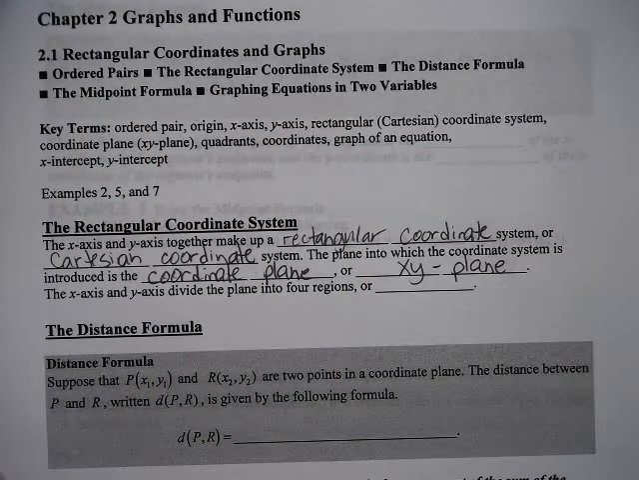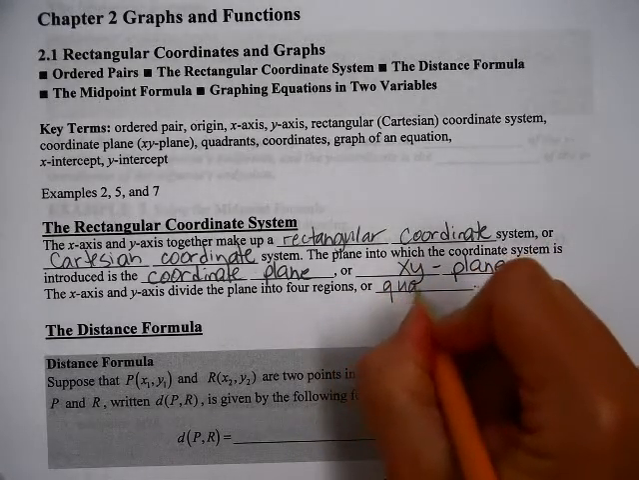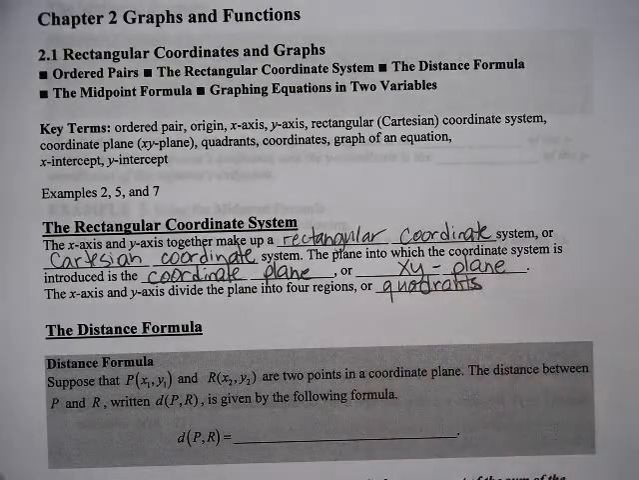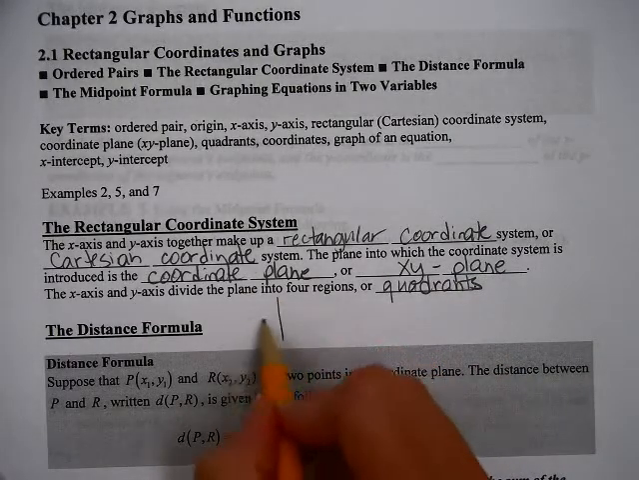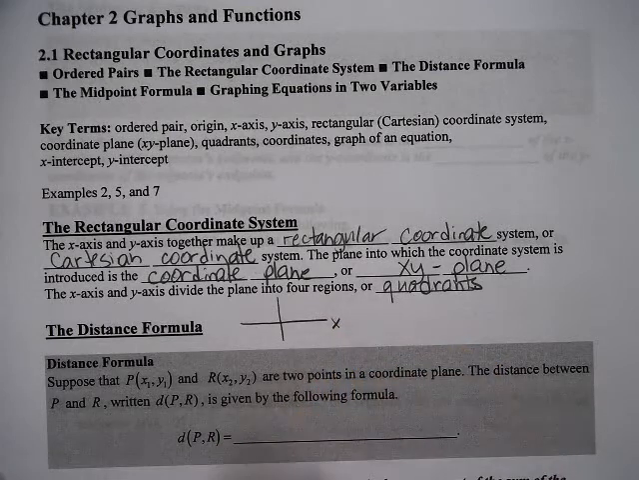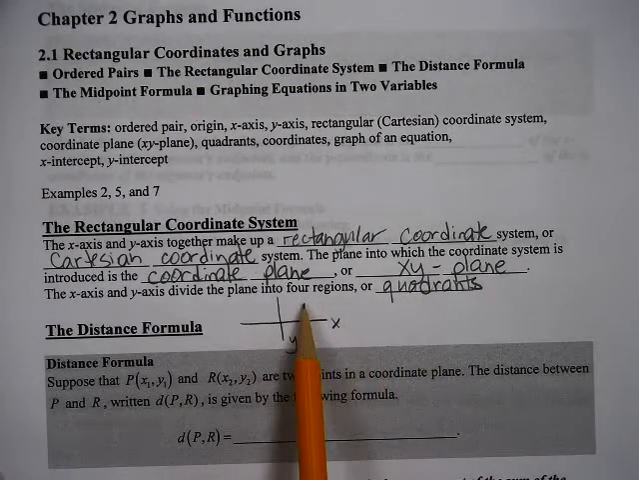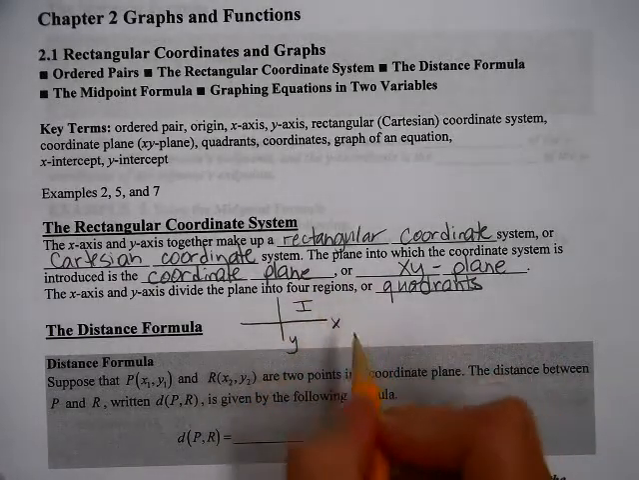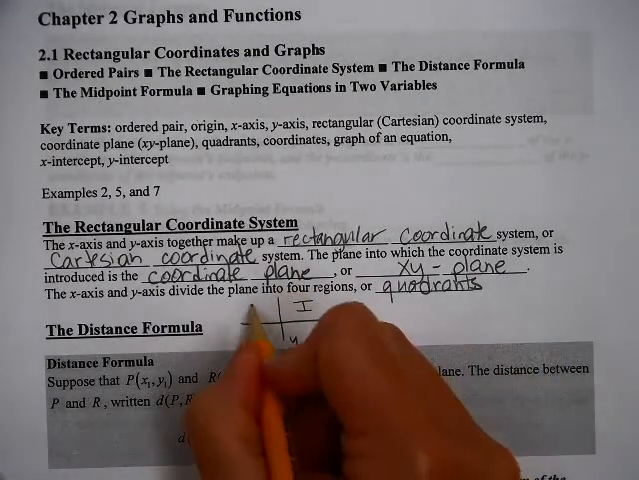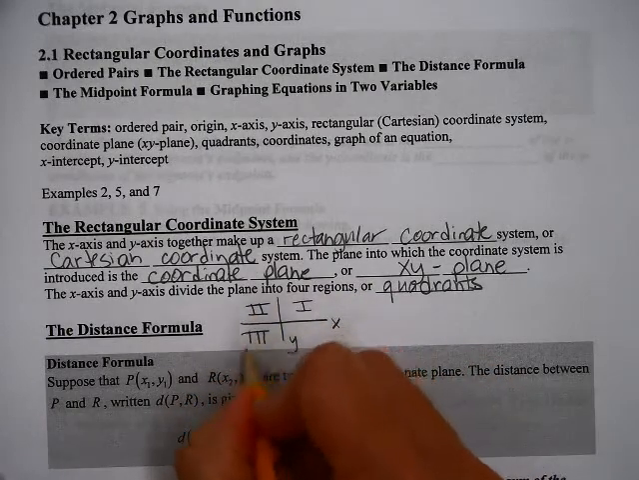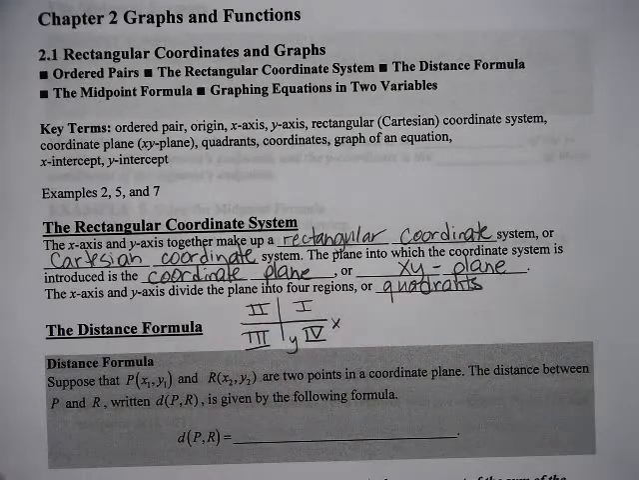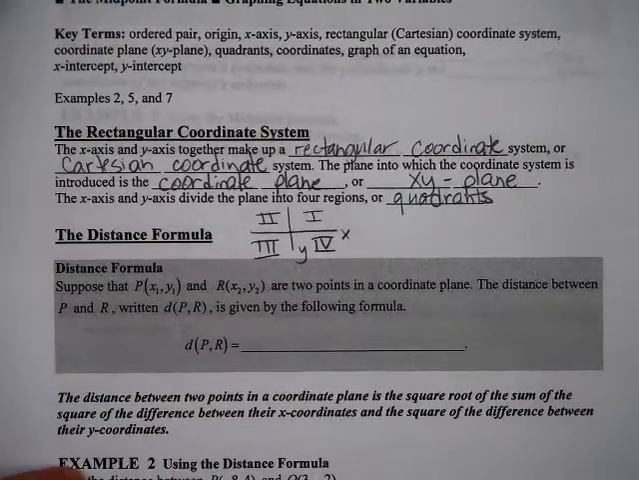The x-axis and y-axis divide the plane into 4 regions, or we also call them quadrants. If you draw a rectangular coordinate plane, remember the horizontal line is always your x-axis, the vertical line is always your y-axis. If I were to break this up into quadrants, the upper right is quadrant 1, and then we want to go counterclockwise. This would be quadrant 2, quadrant 3, and quadrant 4.